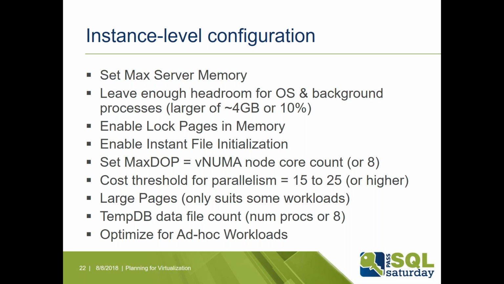The cost threshold for parallelism by default is 5, which I think is really low, particularly on modern hardware. So I normally start at 15 and work my way up to around what makes sense. It will all depend on the workload and how frequently you want things to go parallel. I see configurations as high as 100, and that can be fine.